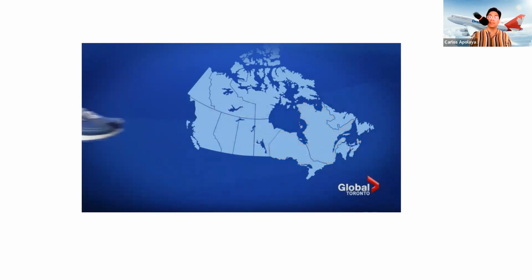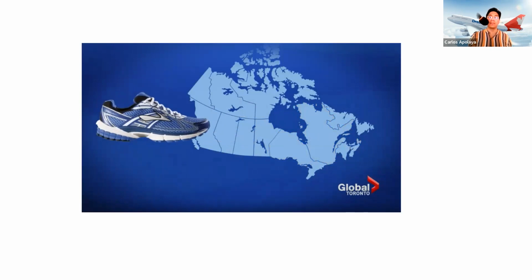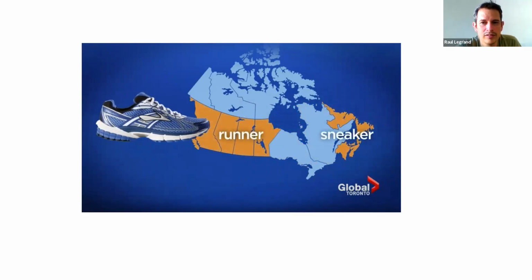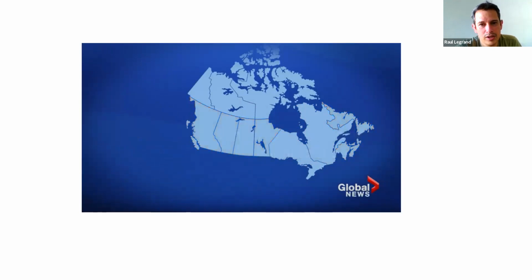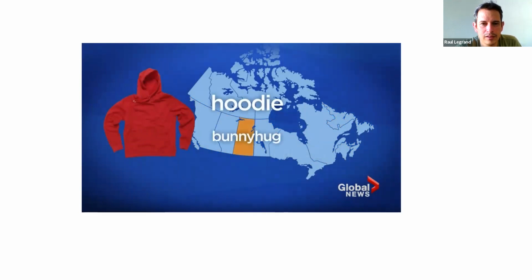And what about the footwear you put on when you're exercising? In the West, it's a runner. In the East, it's a sneaker. And in Ontario and Quebec, they prefer running shoe. And finally, that comfy piece of clothing in your closet, just about everyone calls it a hoodie. But in Saskatchewan, it's a bunny hug.